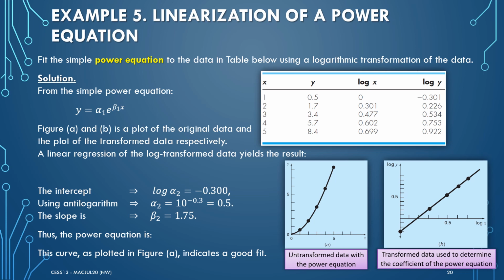A linear regression of the log transformed data yields the result log y equal to 1.75 log x minus 0.3. From there, we can obtain the intercept, log alpha 2 equal to negative 0.3. Using the anti-logarithm, we can obtain alpha 2 equal to 0.5, and the slope is beta 2 equal to 1.75. Thus, the power equation is y equal to 0.5 x to the power of 1.75. This curve, as plotted in figure A, indicates a good fit.